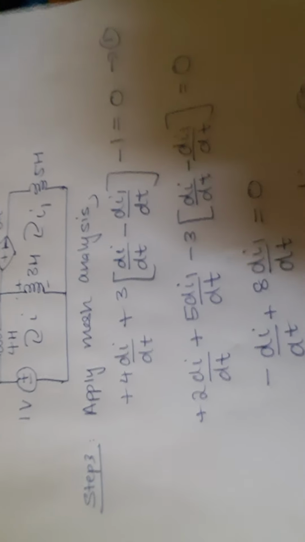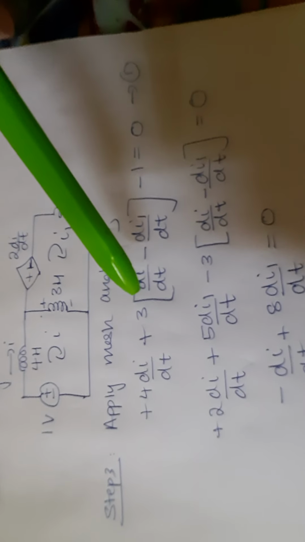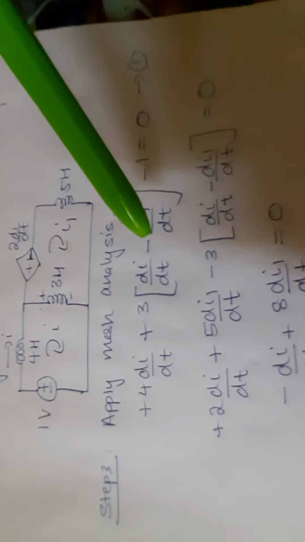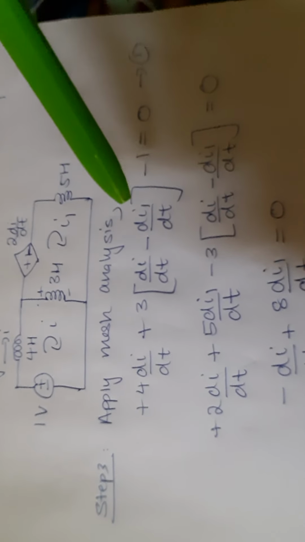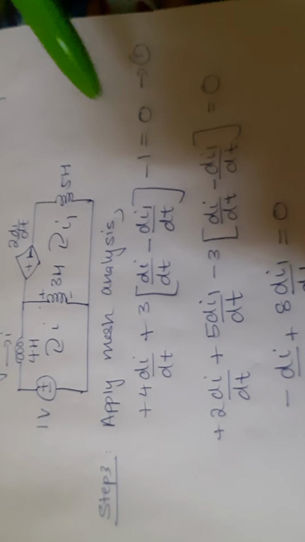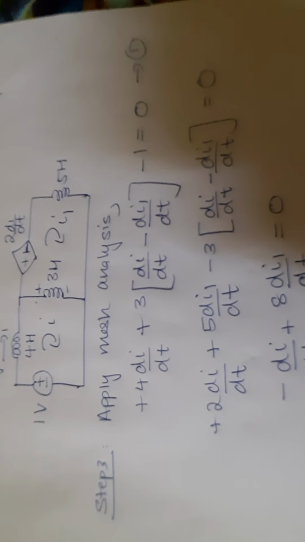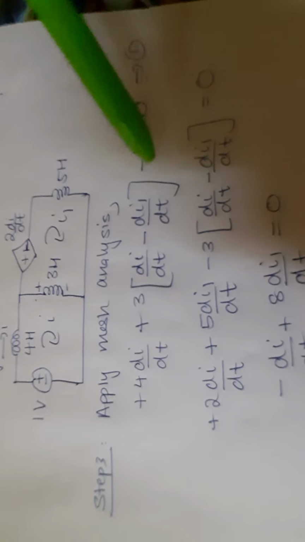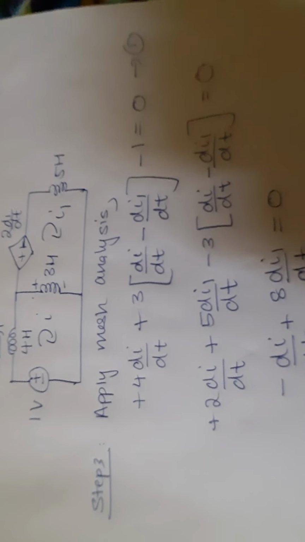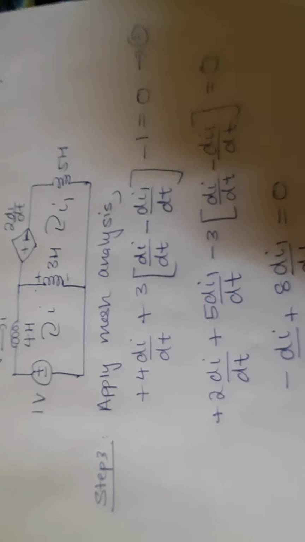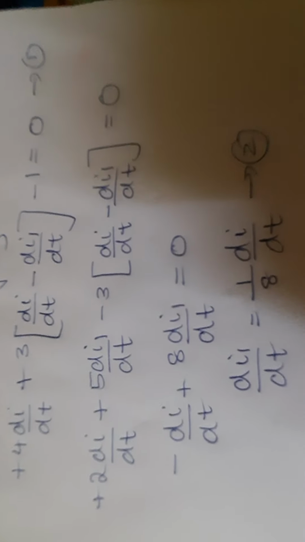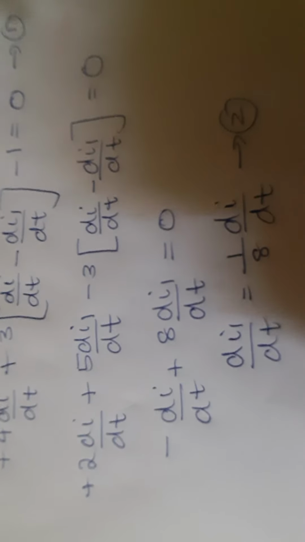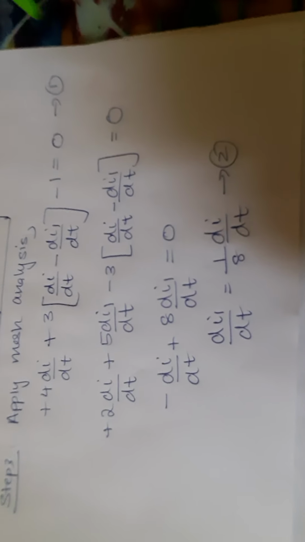So this is my first mesh equation. Same way I'll write my second mesh equation as plus 2 di by dt plus 5 di1 by dt minus 3 di by dt minus di1 by dt equal to 0. Now I will simplify the second equation, as we can see that there is no dependent source. So I can get I in terms of I1 or I1 in terms of I. So after simplifying, this is the equation which I get.